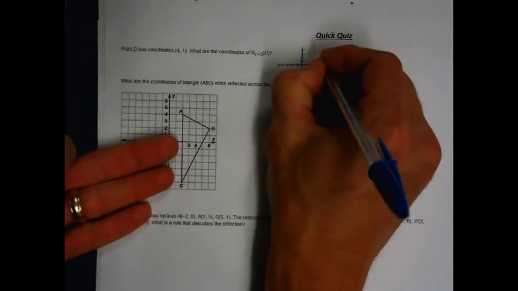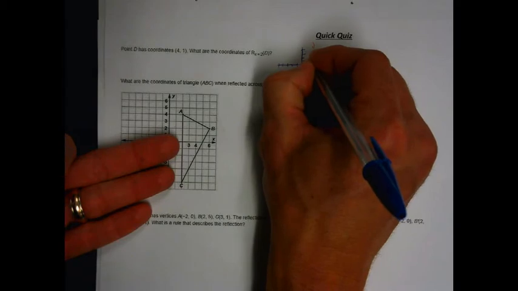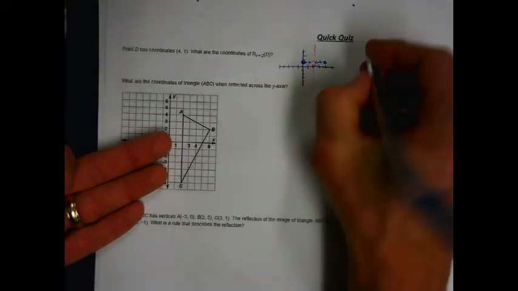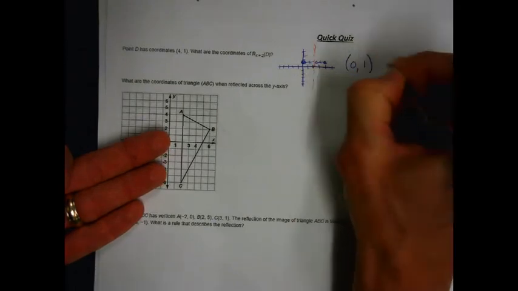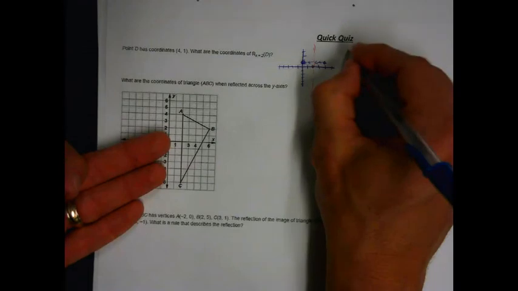So if we're going to reflect that point across the line, how's that going to work? We count. 1, 2 to the line, 1, 2 more, and where do we end up? Right on the y-axis. We're at 0, 1. That is the new set of coordinates, right? Isn't that cool? That's a neat little quiz.